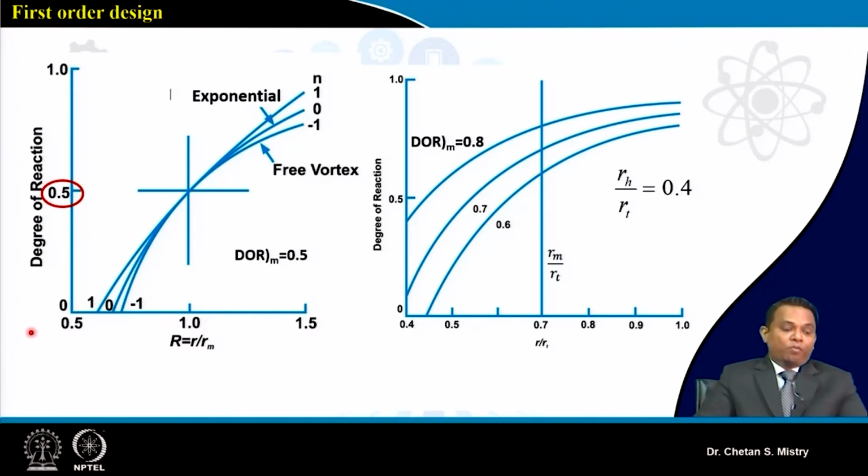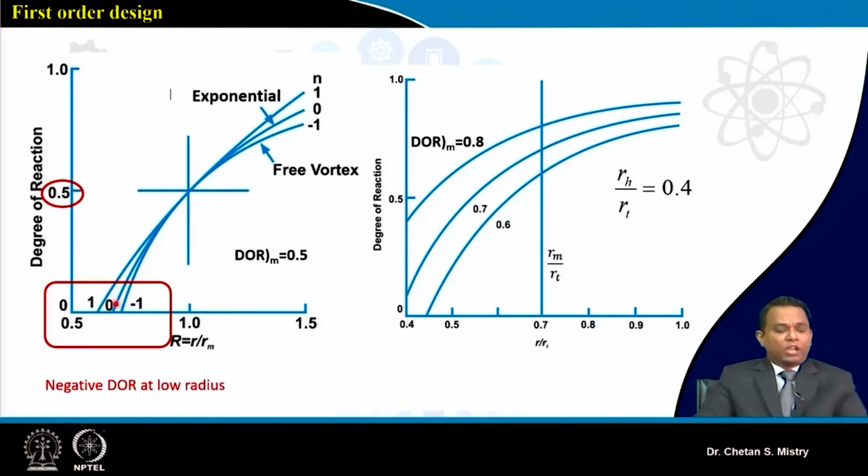If we extend that further on the negative axis, maybe at the hub we will have our degree of reaction negative. If we consider the n equal to 0 configuration, my degree of reaction has a considerably higher value. If we consider n equal to 1, the degree of reaction variation is large. But for all of them, near the hub region there are chances that the degree of reaction value is going to be negative.